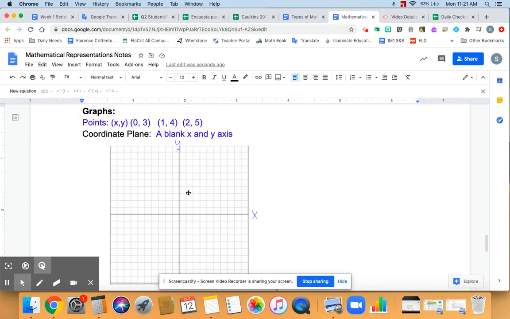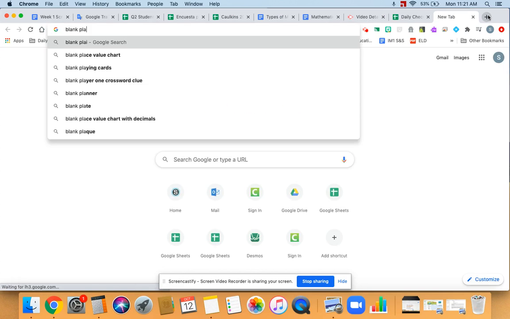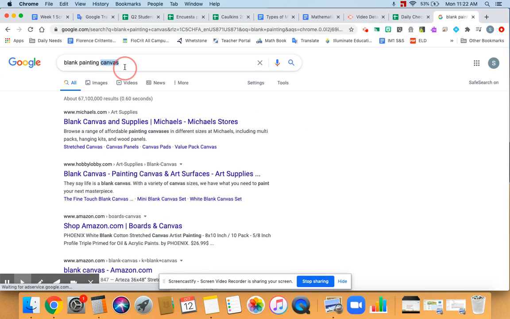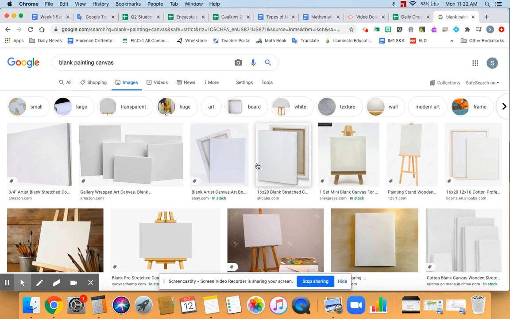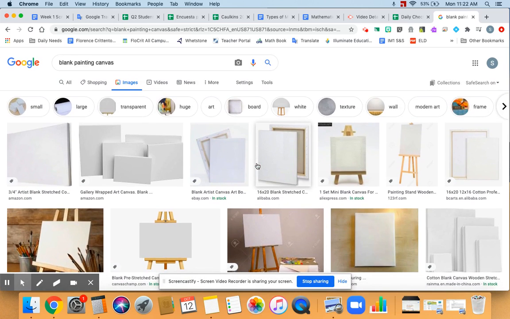It doesn't become a graph until we put points on it. So graphs are the points that are on the coordinate plane. It's not the coordinate plane itself. This is just what we put points onto. For example, think of a painting. When there's a blank painting, right? If you try to type in blank painting, you even try to pop up the word for it, it's called a canvas. So like if you were to look, these are canvases. They're not called paintings yet. They're not called paintings until you put actual paint on them. Then it's a painting.